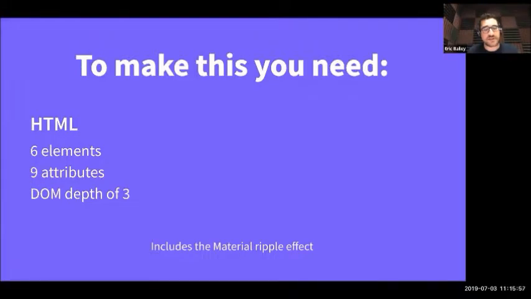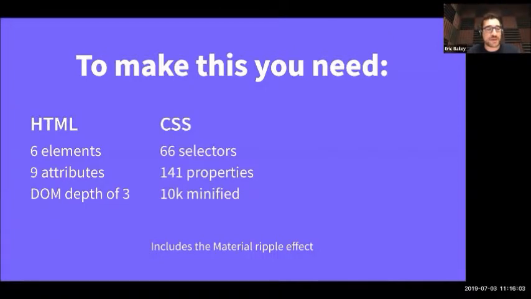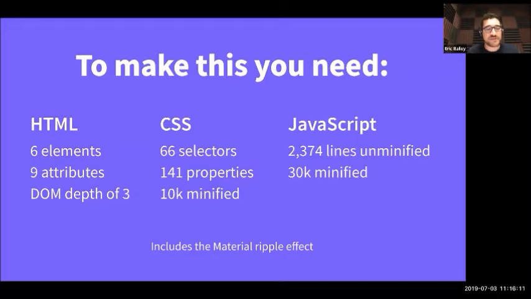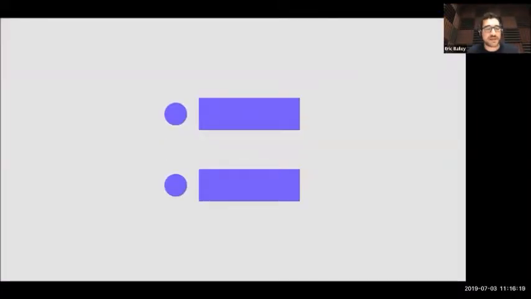To make a Material Design radio input, you need 6 HTML elements containing 9 attributes with a DOM depth of 3. You also need 66 CSS selectors containing 141 properties, which weighs in at 10K when minified. You also need 2,374 lines of JavaScript, which weighs in at 30K when minified. All this will get you a radio input. But you need more than one radio input to be able to use it properly.